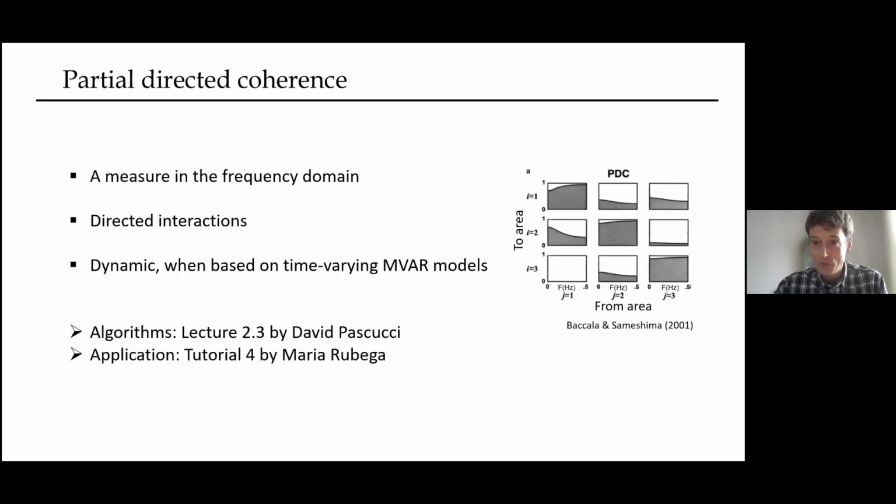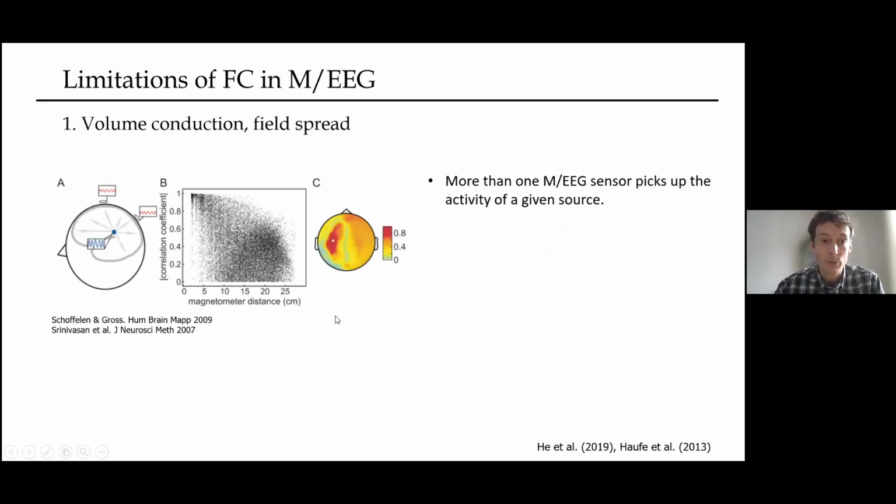Good, so that all sounds very good, but as always, there are a few things to keep in mind, or limitations on functional connectivity using MEG and EEG. I think you've already heard about the problem of volume conduction, or the effect of volume conduction in EEG. This is a specific problem for functional connectivity analysis, because if we have a source here in the brain, we register activity of this source at multiple electrodes at the same time. So if you, for example, look at the correlations as a function of magnetometer distance, so these are MEG data, you see that even at rather large distances, correlations can still be substantial. And here's a topographical plot of that.